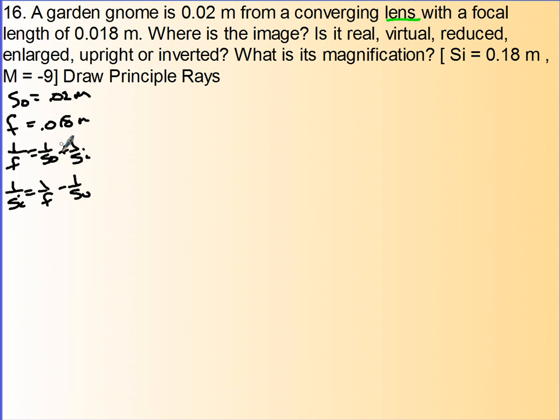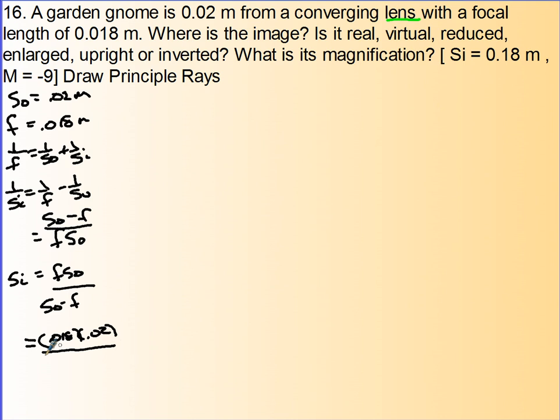Now these aren't very pretty, so I'm not going to try and find a least common denominator with them. So I'm just going to do the least common denominator with the symbols. So now I'm going to flip it. SI is F SO divided by SO minus F. Now remember, all this practicing we've been doing in class with this was really going to pay off here. So F is 0.18. SO is 0.2 minus 0.18. Now be careful with your calculators.